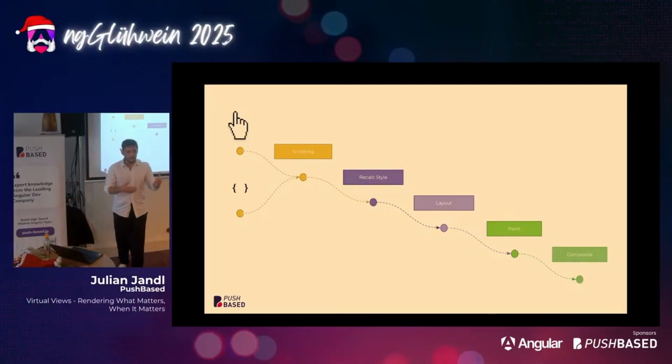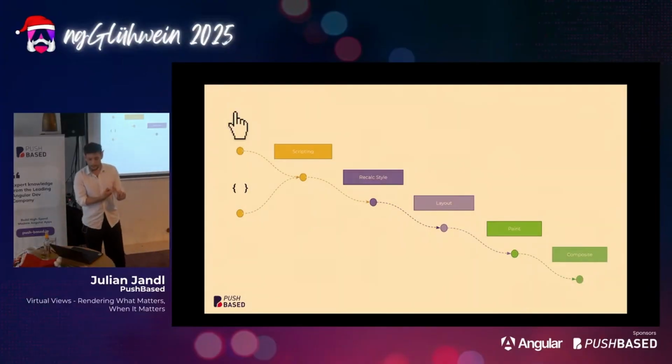Then the browser also has to paint. You have maybe a lot of images that need to be rendered, or colored borders. They need to be painted. And then you have those carousels going on. They need to be composited, and the layers need to be put on top of each other.